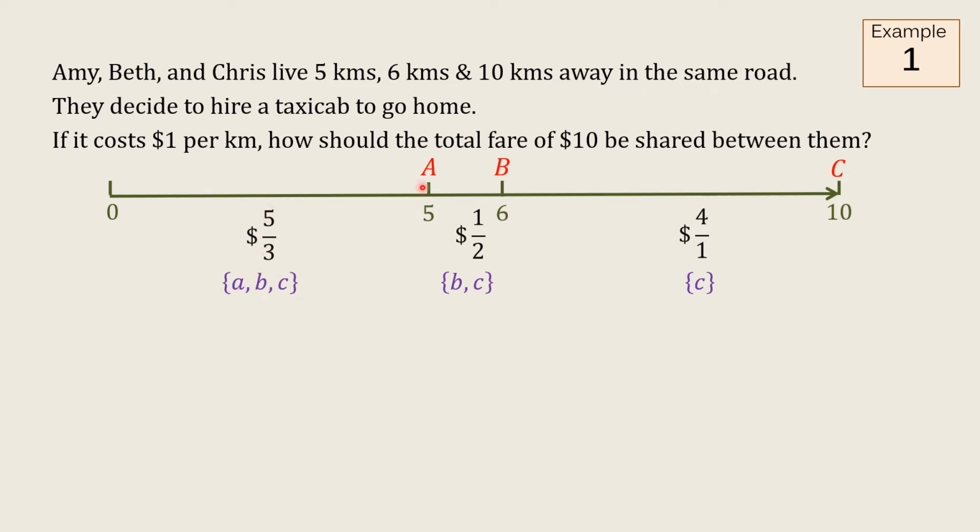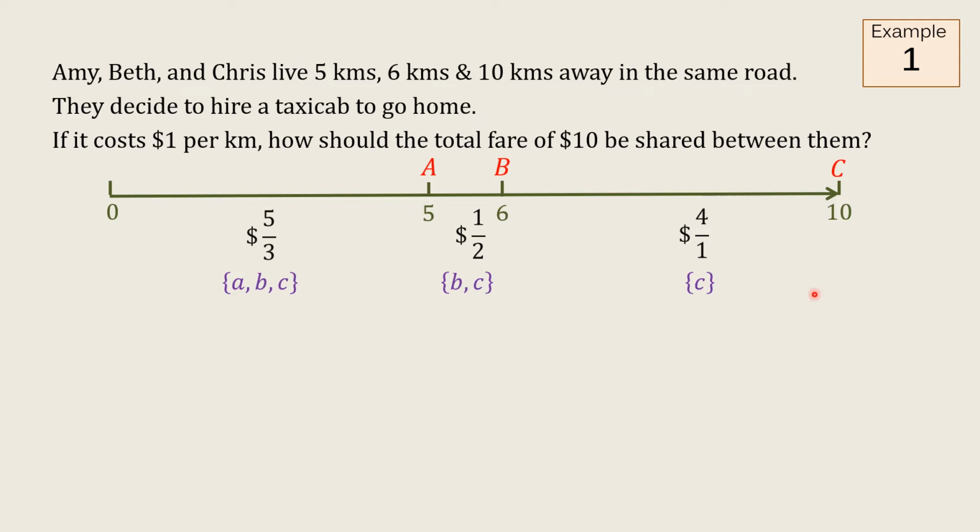Now at this point, agent a is dropped off, so from point a to point b, which is 1 kilometer, the agents are only b and c, and so it's only fair that these two agents share the fare of $1 equally, so that each pays $0.50. Now from b to c, it's only agent c who's in the taxi cab, and so only c should bear this $4.